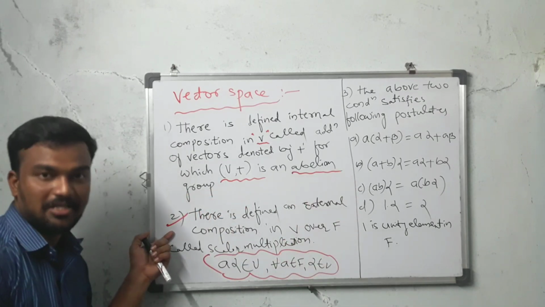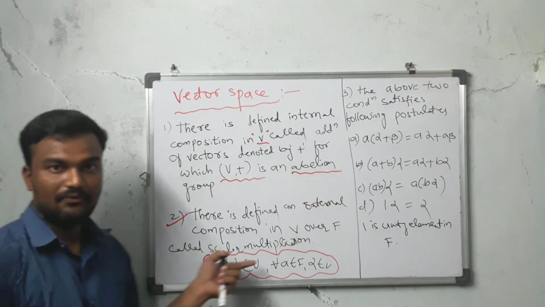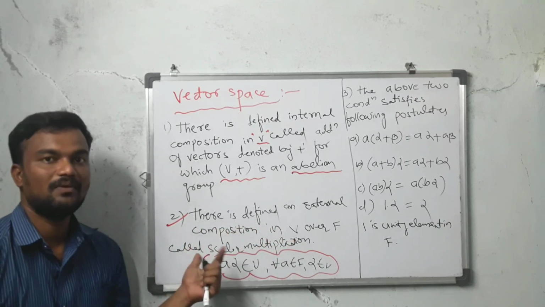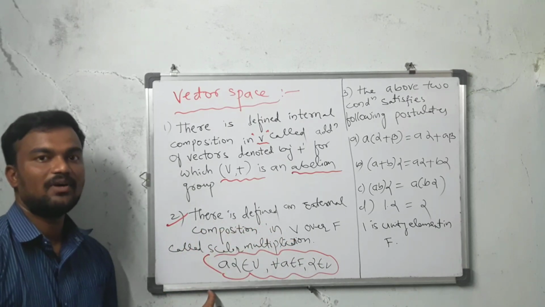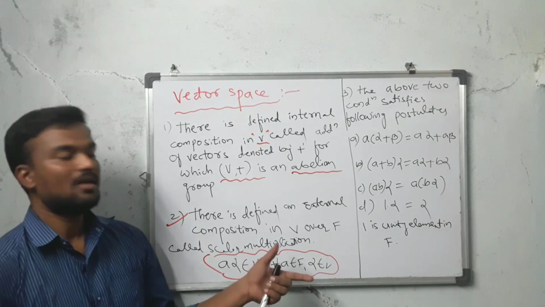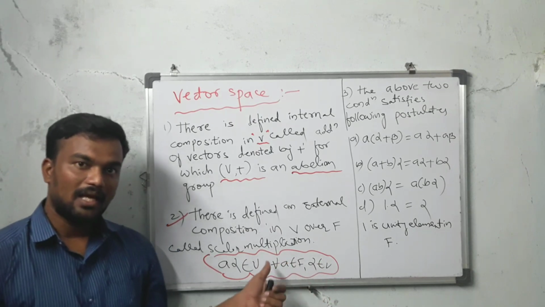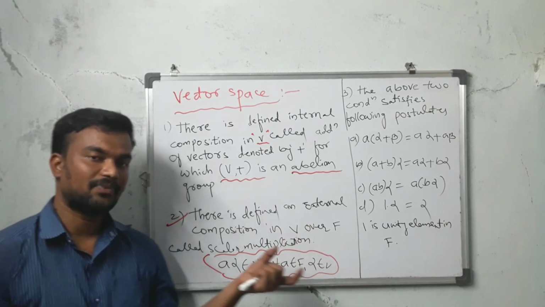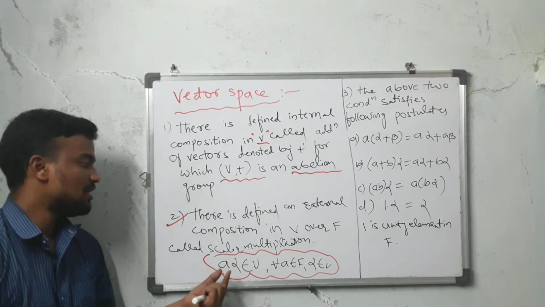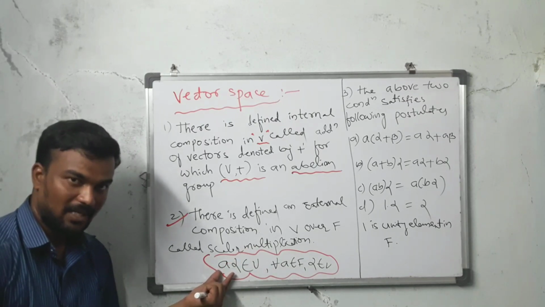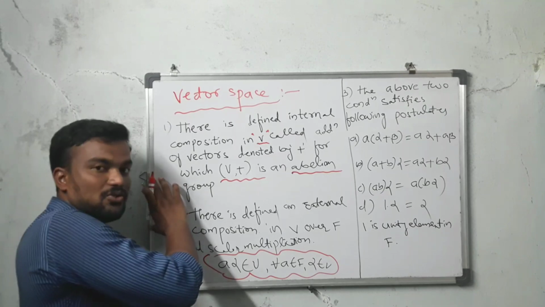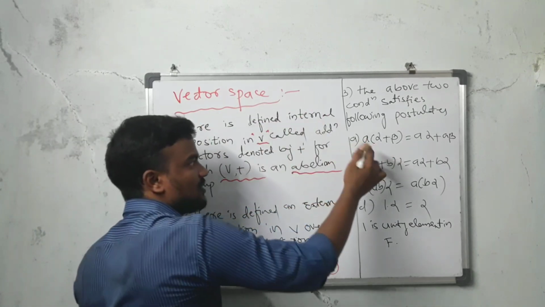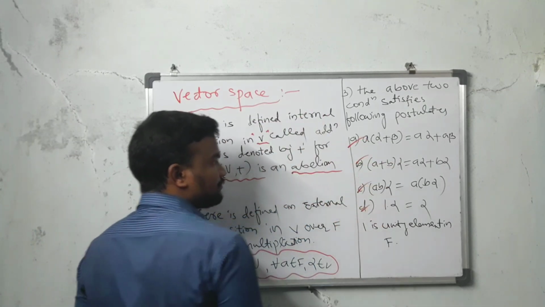Second one is there is an external composition in V over the field F, that is a alpha belongs to V. If alpha belongs to V, a belongs to F, alpha is a vector, a is a scalar, then the external composition, meaning scalar multiplication, belongs to V. By using these two conditions, we have another condition. Which one? These are the four conditions.